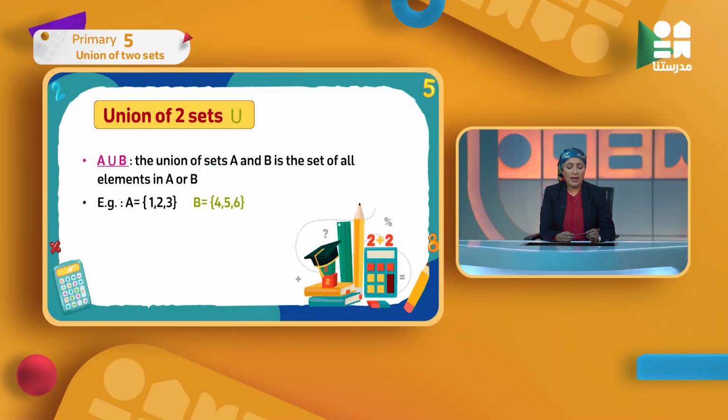Example: I have the two sets A and B. The elements in the set A are 1, 2, and 3. And the elements in the set B are 4, 5, and 6. And I want you to get me the union of these two sets, or set A union with set B. So here the answer is A union B, all the elements in A and B, which is 1, 2, 3, 4, 5, 6.